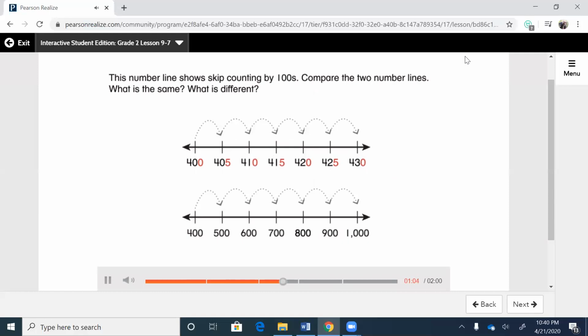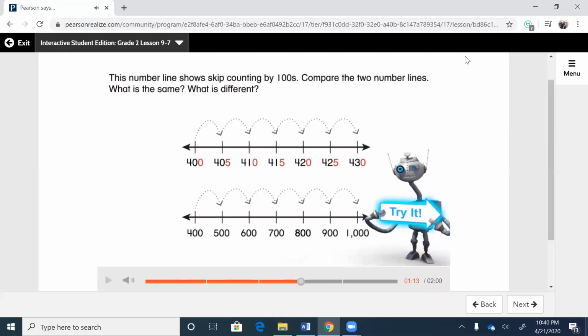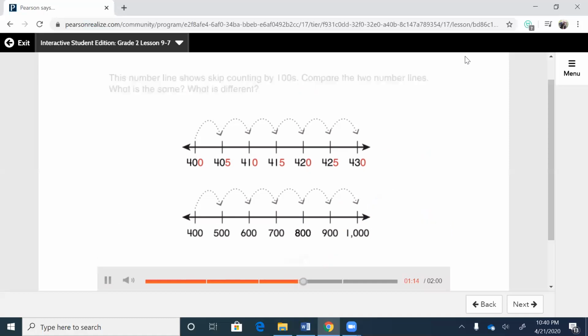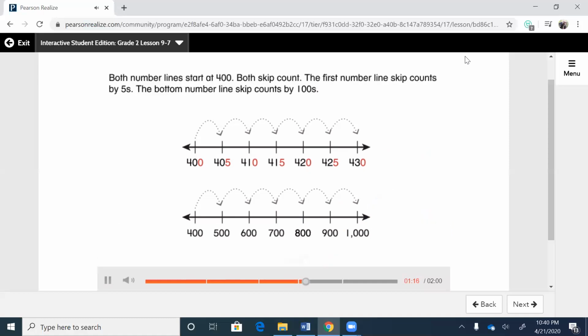New pattern. Skip counting by 100s. What's the same and different about both number lines? Look at both number lines and think about what's the same, and then think about what's different. And now they're going to explain. Both start with 400 and both skip count. The first number line skip counts by fives, and the bottom skip counts by 100s.